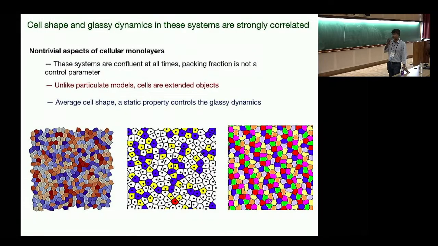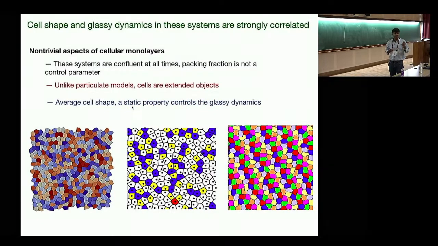Now, why is the correlation between cell shape and glassy dynamics so non-trivial? If you look at this system, it has non-trivial features. These systems are quite confluent at all times, so packing fraction is not a parameter anymore. Unlike particulate models, these systems are extended objects, so a bit difficult to handle. And moreover, the average cell shape, which is a static property, seems to control the glassy dynamics. And this you can compute and calculate in experiment.